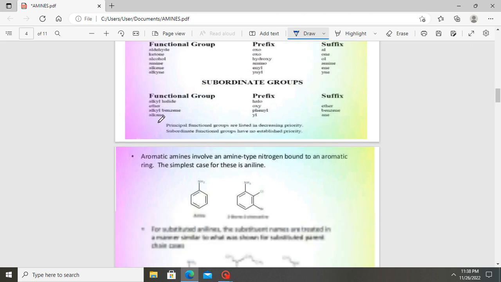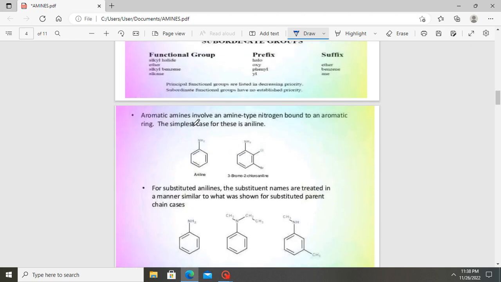Take note of that. Aromatic amines involve an amine-type nitrogen bound to an aromatic ring. The simplest case for this is aniline. So aniline is an aromatic amine. How do we name it? If the benzene ring has substituents around it, we start numbering the carbon from the carbon with nitrogen. So here this carbon is 1, this is carbon 2, and this is carbon 3.